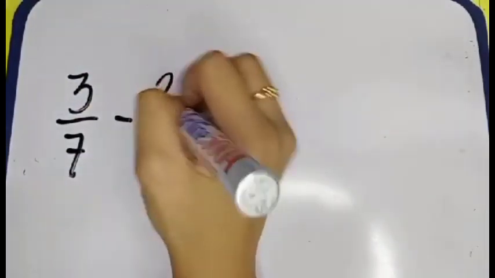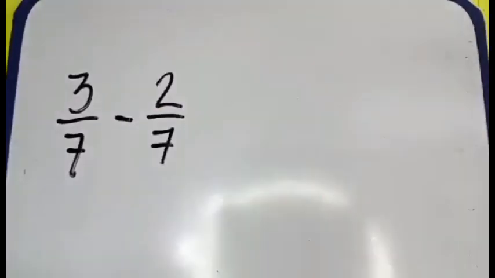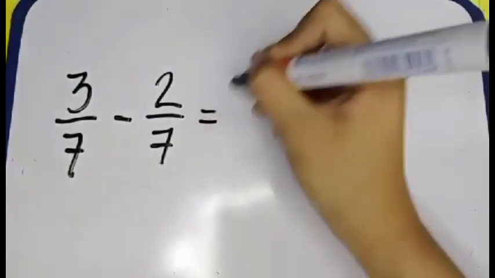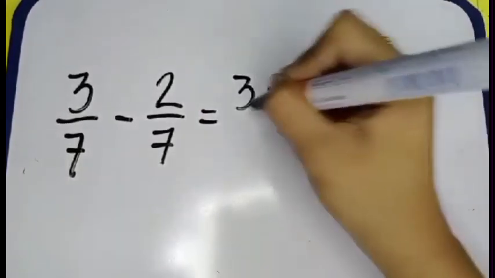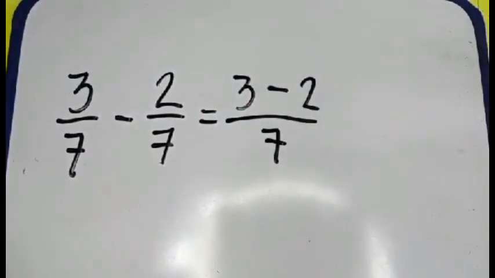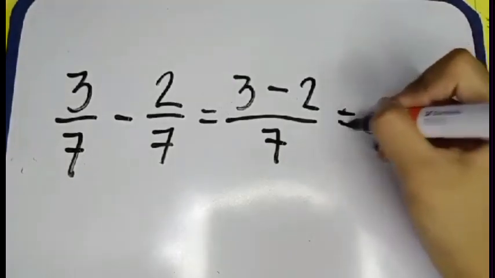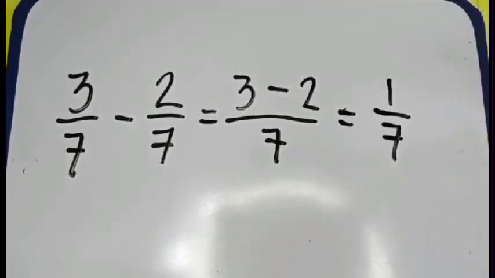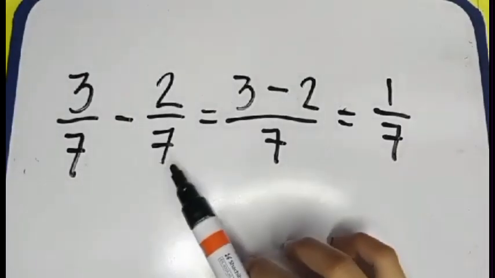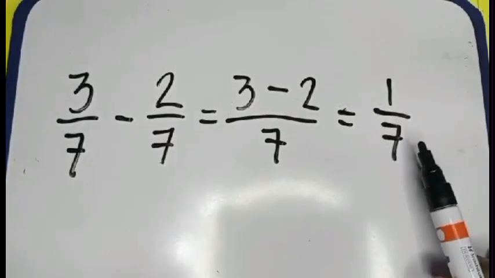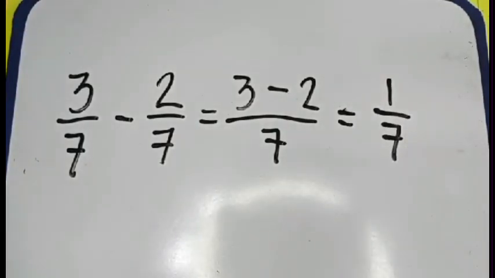Next example, we have 3 over 7 minus 2 over 7. Same denominators ulit, so pwede na natin i-subtract ang dalawang numerators, which is 3 minus 2, then copy the denominator, and the answer is 1 over 7. Hindi siya pwedeng i-simplify, therefore 3 over 7 minus 2 over 7 is equal to 1 over 7, and that will be our final answer.